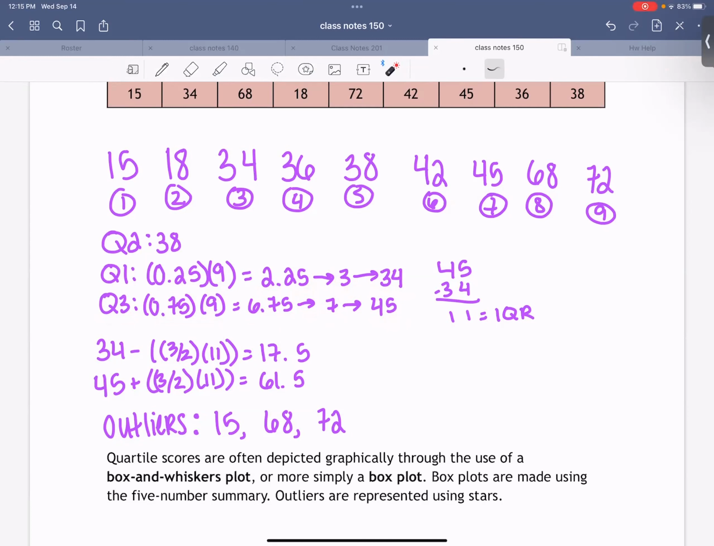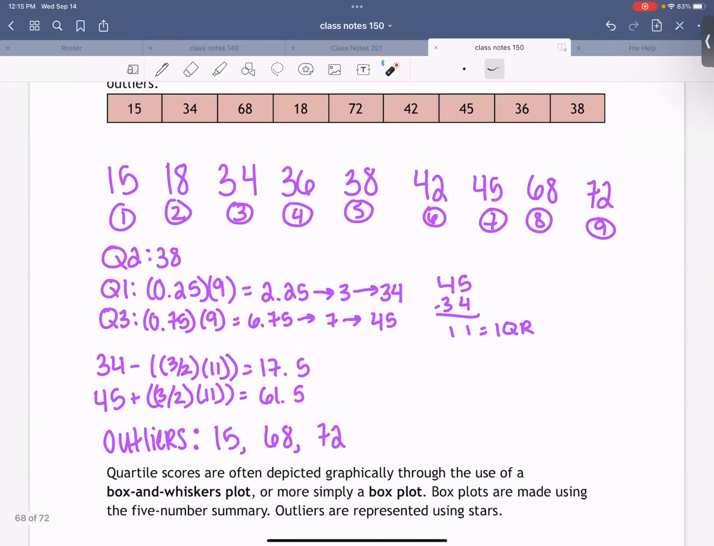And then I went to get the IQR. I don't know, so I just subtracted the 2 of them, which got 11. And then after that, 34 minus 3 over 2 times 11, which is 17.5. And 45 plus 3 over 2 times 11, which is 61.5. Therefore, I circled the numbers that were below 17.5 and above 61.5 to make our outliers.